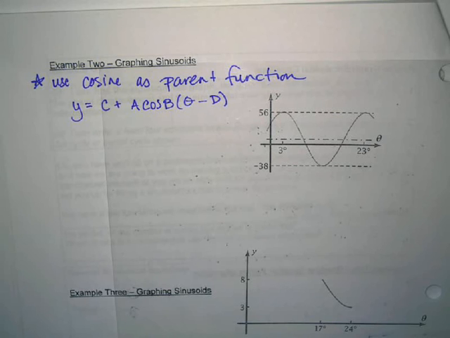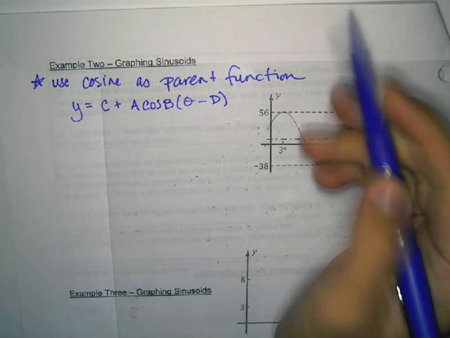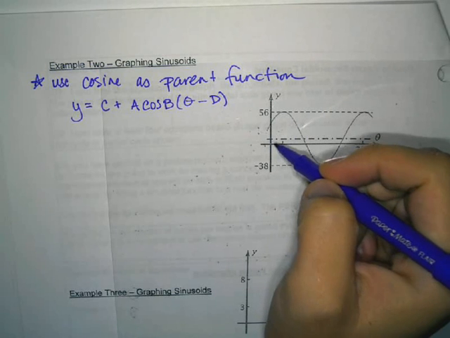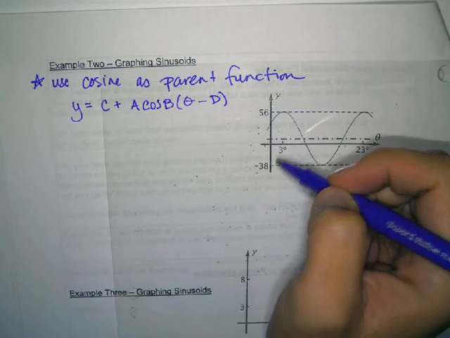Alright, so let's try to figure out at least the easy ones here. What number can I put in for C? 56 is my upper bound, right? Yeah. Negative 38 is my lower bound. The sinusoidal axis is my C, and it is directly in between. How do I find? I find the average. Good.